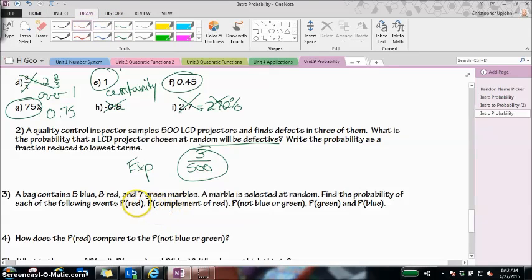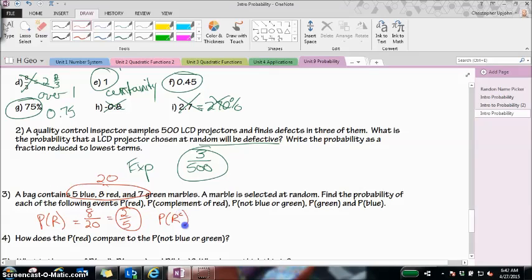A bag contains 5 blue, 8 red, 7 green marbles. A marble is selected at random. Find the probability it's red. Well, that's 8 out of the total number of marbles. This adds up to 20. So it's 8 over 20, but that's not simplified. So we divide those by 4, we get 2 out of 5. Find the probability of the complement of red. Well, that means the opposite.